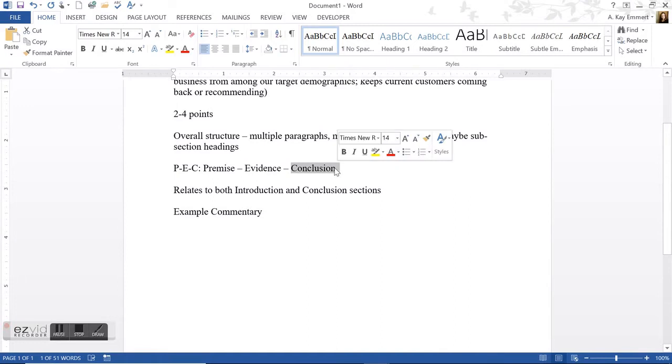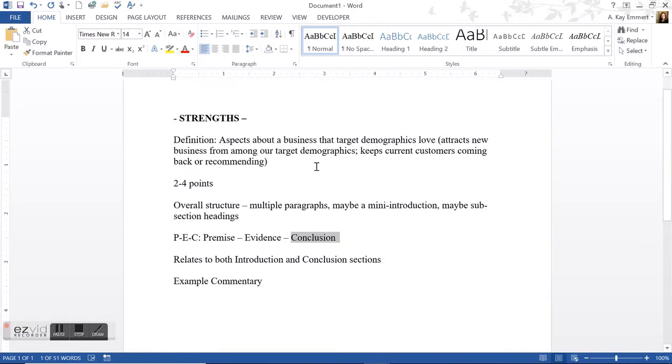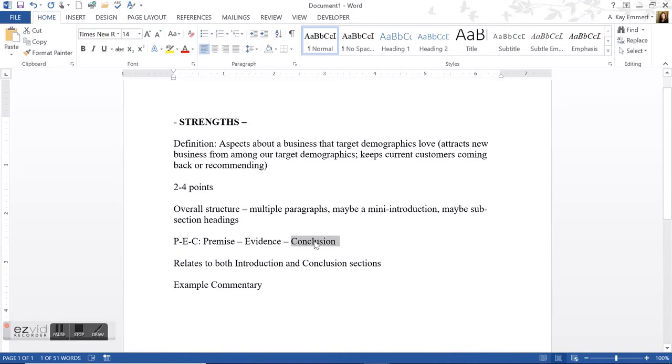So you're dealing with strengths. So basically what you'd be recommending is how you might use this aspect of the business to ensure the continued success with attracting the current target demographic, okay? So we'll be looking at that structure in the example.